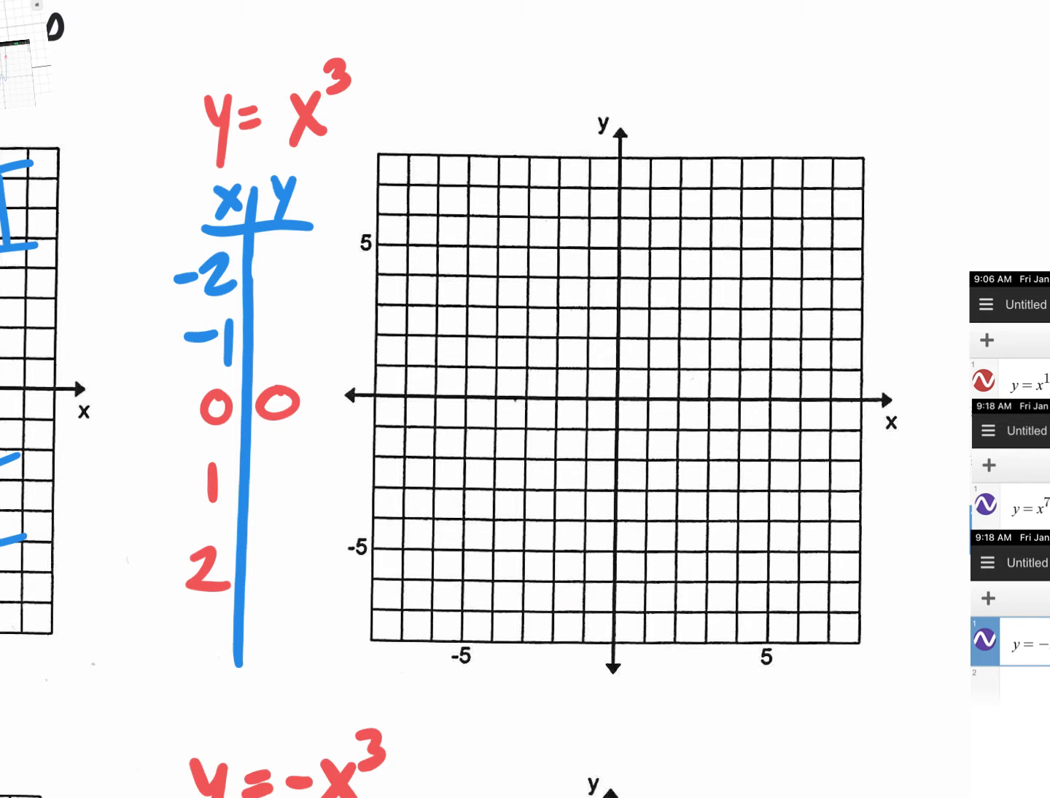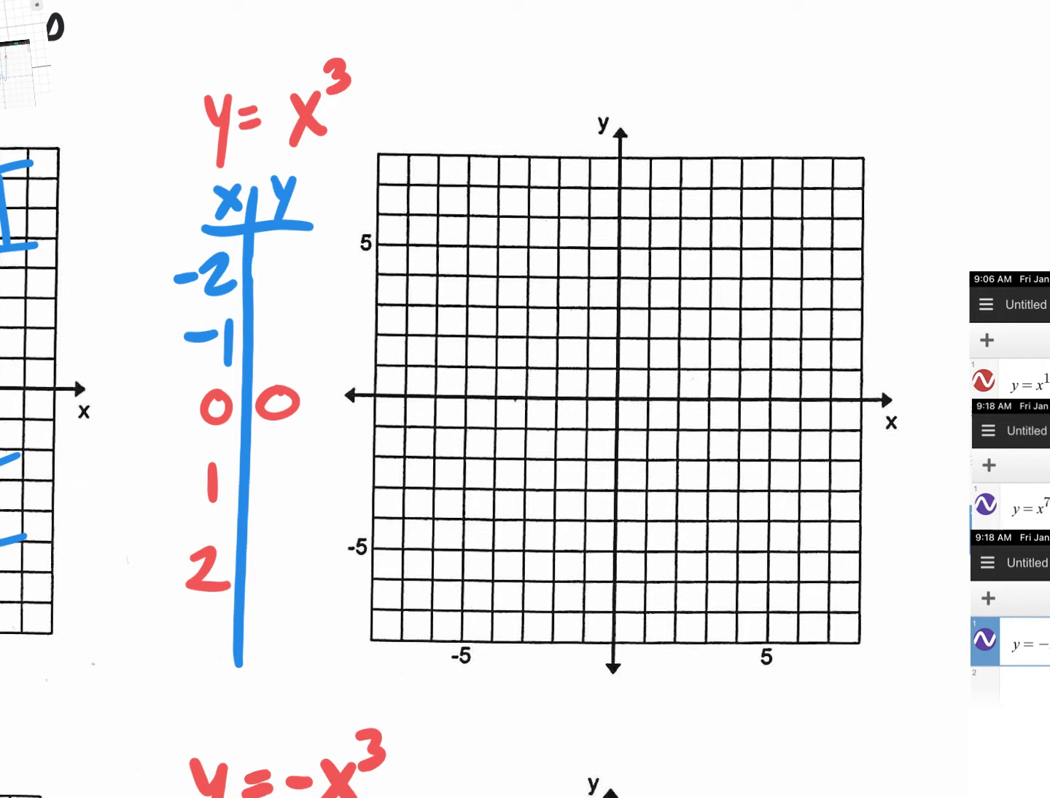And I do have an XY table right here. I want you to plug in -2, calculate it, get an answer. -1, calculate it, get an answer. Plug in 0: 0 times 0 times 0 is still 0, so that's easy. And 1, plug it in, and 2, plug it in. And then graph it. All right, let's do it together then.